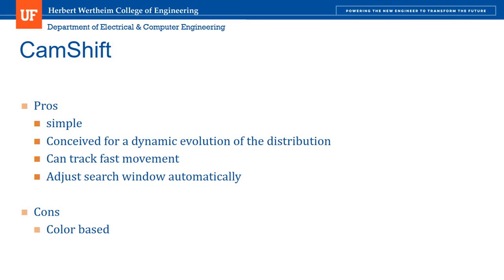Here are some pros and cons for the CamShift algorithm. Although CamShift is a simple algorithm, it is conceived for the dynamic evolution of the distribution and can track very fast movement. Besides, it can adjust the search window automatically with the object we want to track. However, this algorithm is color-based and uses only color information as a source. Therefore, the performance will not be good in some circumstances.